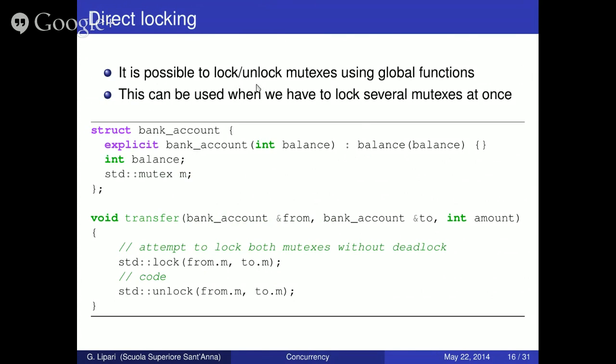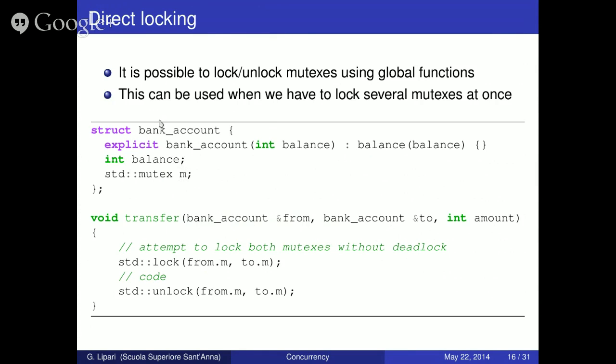There are also global functions for locking and unlocking, and these can be used when you have to lock several mutexes at once. Suppose, for example, you have a struct bank account, and this bank account has a variable balance, and to do an operation on this balance, you have to lock a mutex before. Okay? And suppose you have to do a transfer from a bank account from to a bank account to of a certain amount.